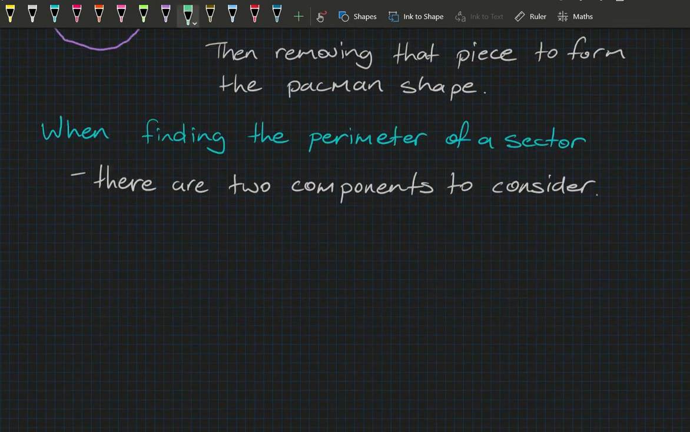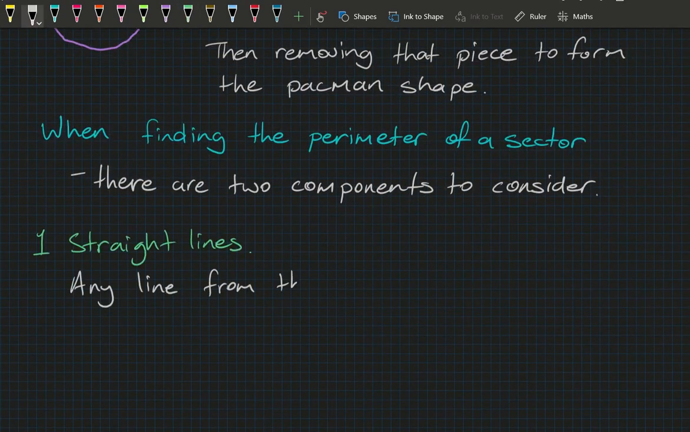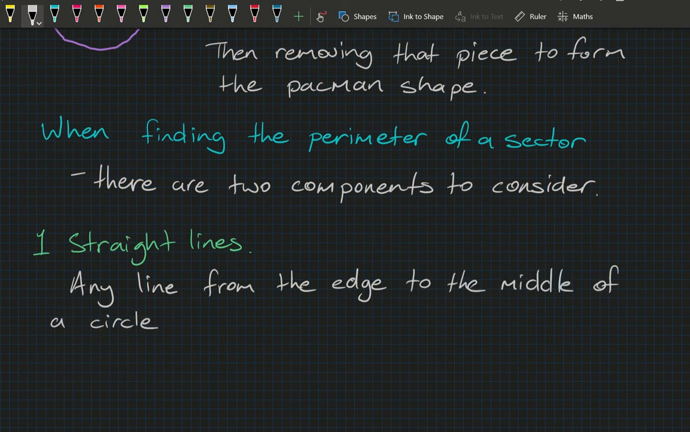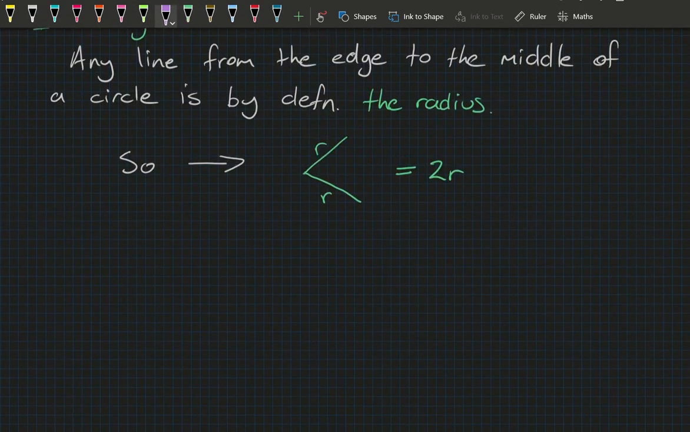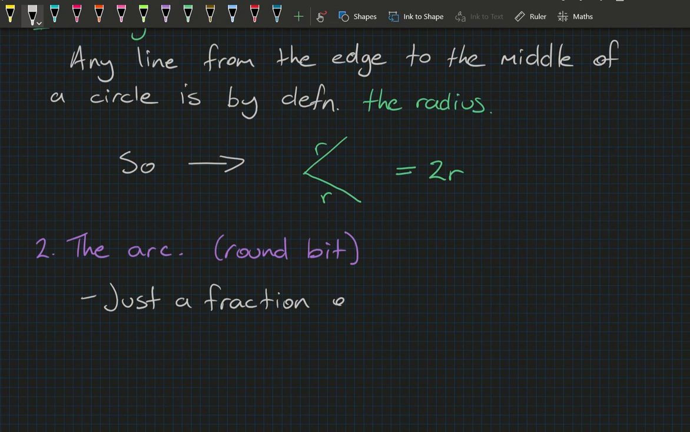The first of these components are the straight lines. Now, any line from the edge to the middle of a circle is by definition the radius. So the mouth of the Pac-Man is 2 radii, which is equal to 2r. The second component is technically called the arc, but you might want to call it the round bit. Well, the round bit is just a fraction of a circle.